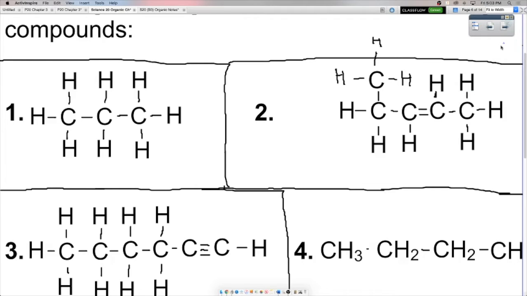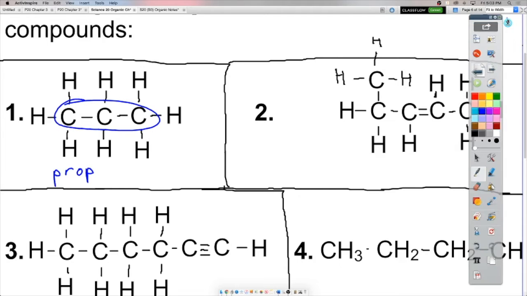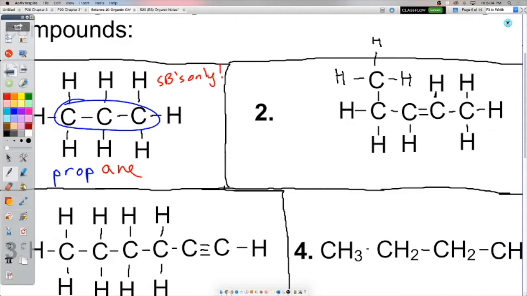So the first one here, we have 3 carbons. That's always step 1, and that tells us the beginning. So the prefix that matches 3 is prop. So we're going to have prop, okay? To decide our ending, we need to look at if there are any double or triple bonds. So there are only single bonds here. What ending does that go with? Ane. So this is propane, just like you barbecue with. Okay, that was easy enough.